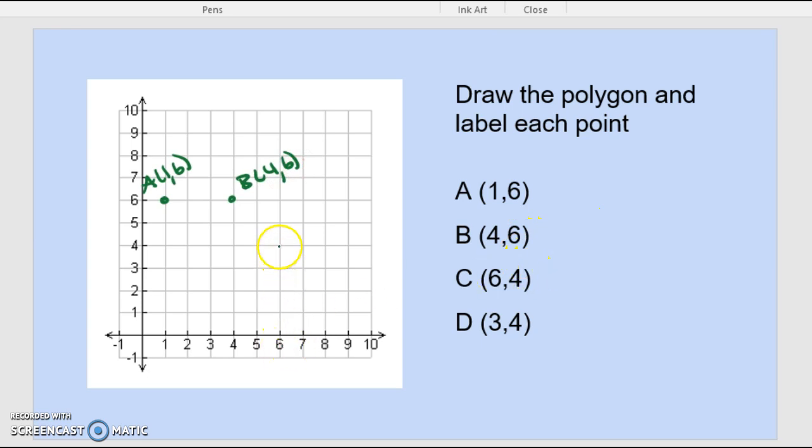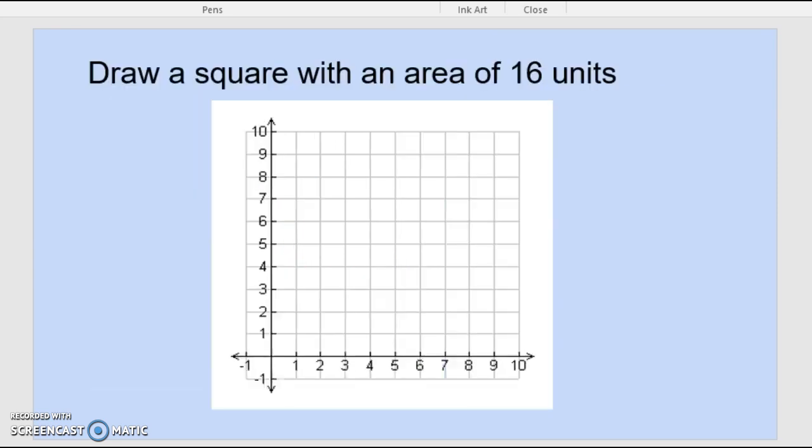C is at 6, 4. And then 3, 4 would be D. Connect my lines here. And there's my shape.